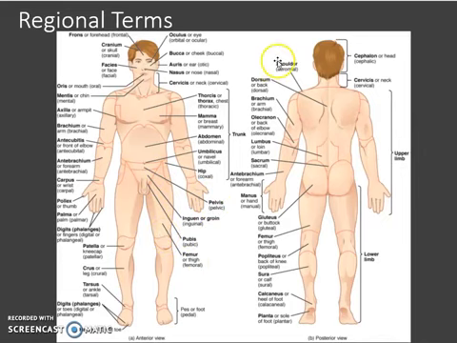And some other ideas, for example, dorsal. Think about the fin on the back of a dolphin or a whale. That is the dorsal fin. So take a look at these, study them, and try to make those connections as you're learning them to words that you might already know that are related to that area.